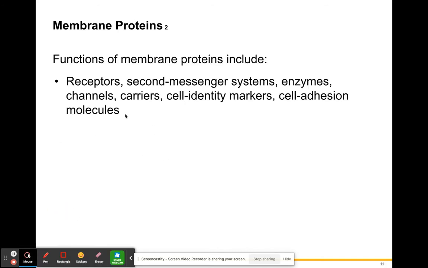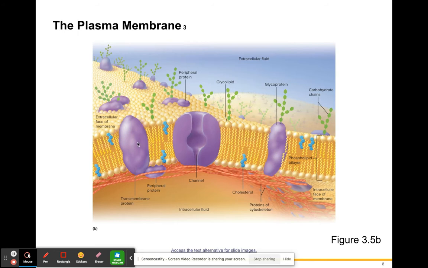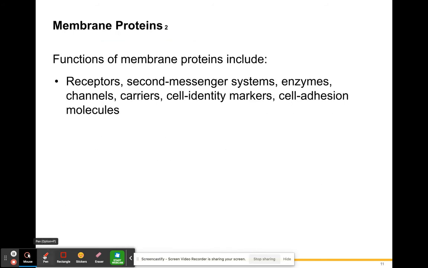And then we have proteins. We have lots of proteins in the cell membrane. That's what those big purple things were. When we look at the picture, these big purple things are membrane proteins, and they can have lots of different functions. They can be receptors, which means they can accept chemical messages. They can be messengers themselves, so they can send a message from one part of the cell to another. They can be used as enzymes to break things apart. When we talked about chemical reactions, we talked about enzymes being able to break things apart or put them together. They can be channels, which means something can pass through it. They can be carriers. They can be cell identity markers.